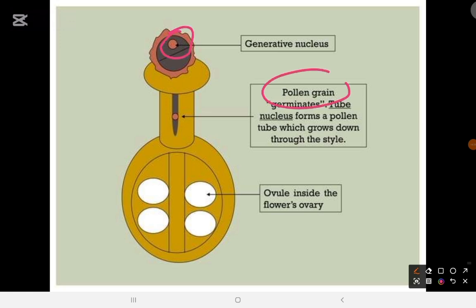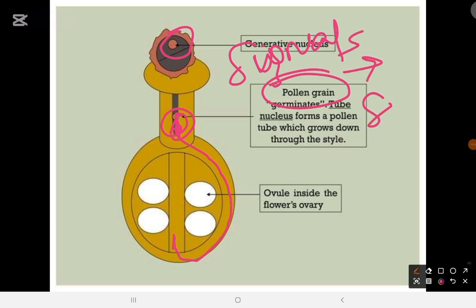Now we have the generative nucleus here. I have the pollen tube and the tube nucleus. The tube nucleus, I said, is the one that migrates to this portion and begins to trace the direction of growth of the pollen tube. It leads the direction of growth. One of the things the tube nucleus does is that it is receptive to chemical signals produced by cells called synergids. The cells produce hormones, which I think are also called synergid hormones.